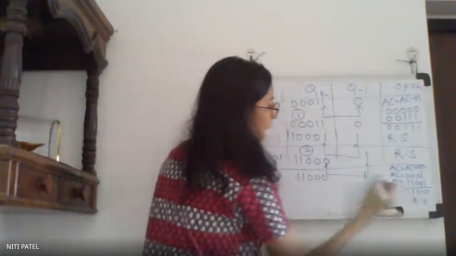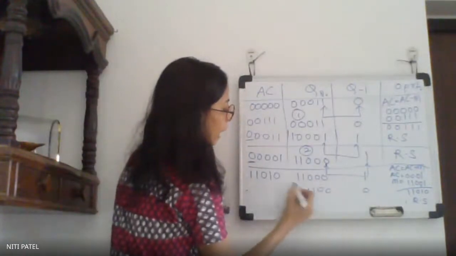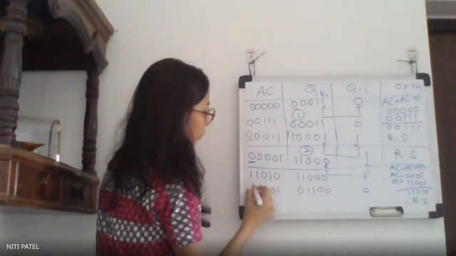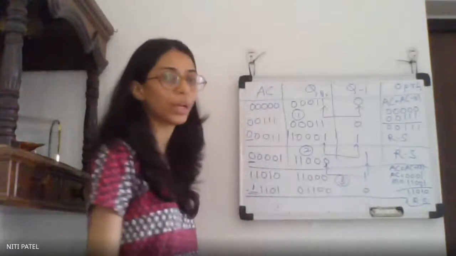After this, I will do right shift. So 1 will get discarded. 0 will come here. 0, 0, 1, 1. This 0 will come here. 1, 0, 1, 1. And the fifth bit will be copied of the previous step, that is 1. So with this, we complete step number 3.